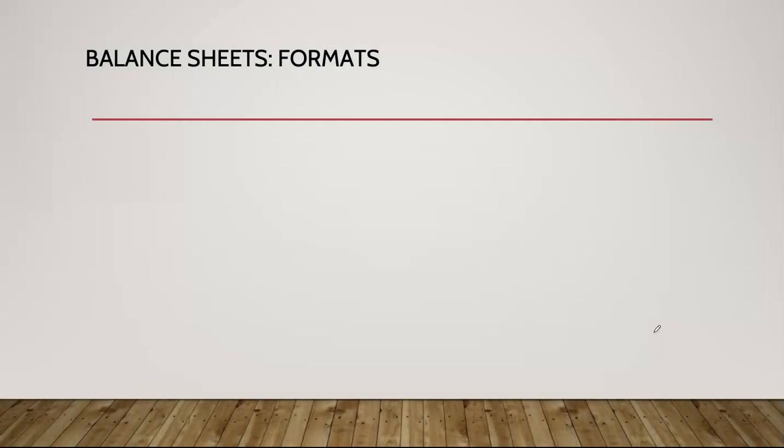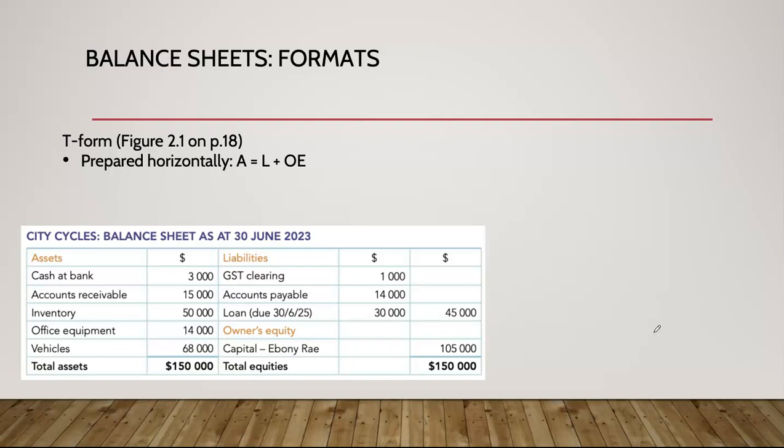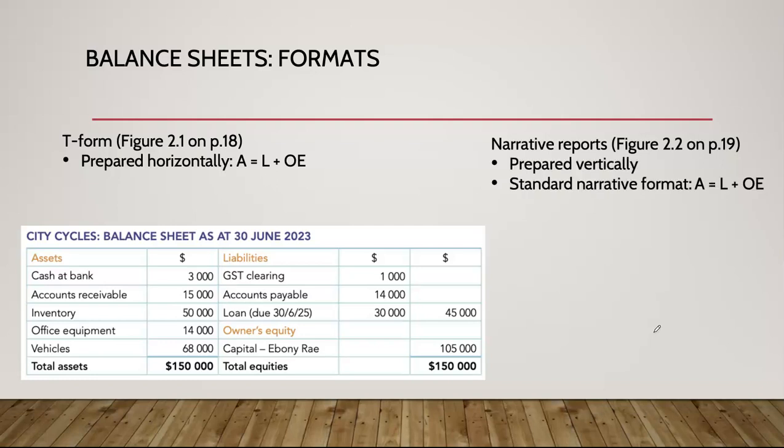So how do we show the format really quickly? There are two potential formats, but one is much more common in Units 3 and 4 Accounting. We might do a T-form balance sheet, which is presented horizontally, just like the one that you've seen there. This is by far and away the most common presentation, but we might also provide you with a narrative report, which looks a little bit different.